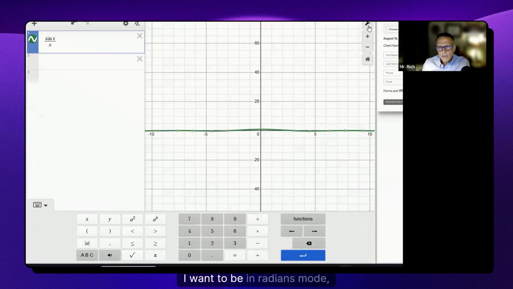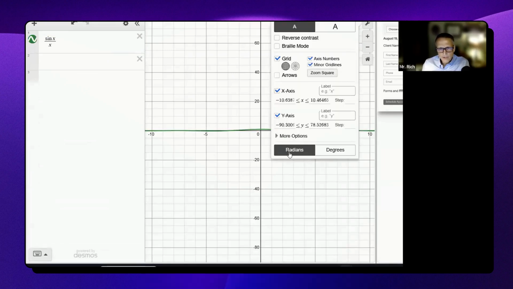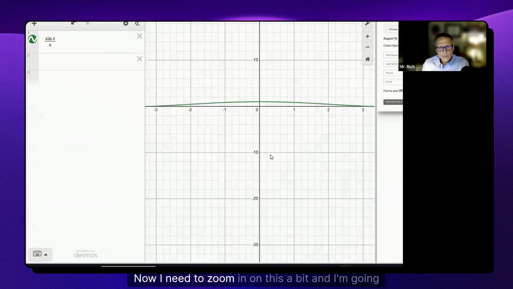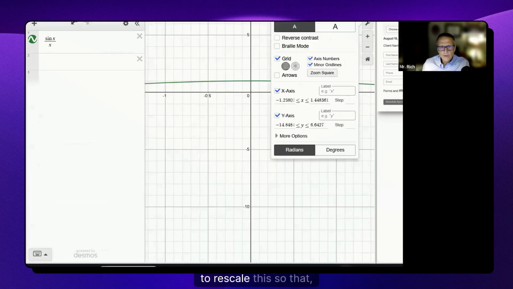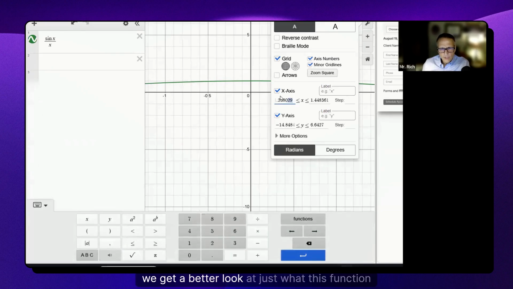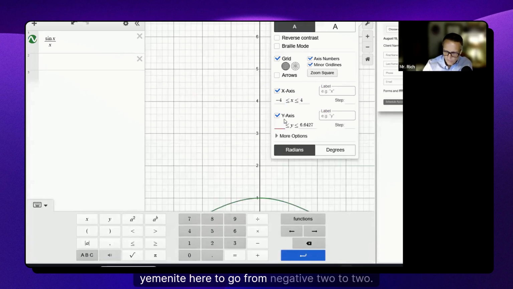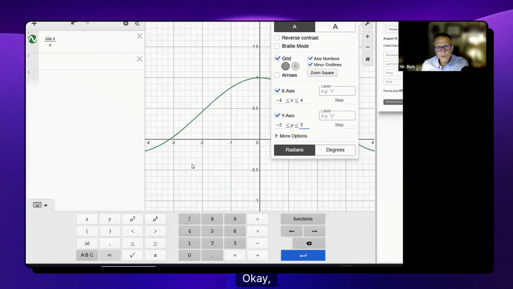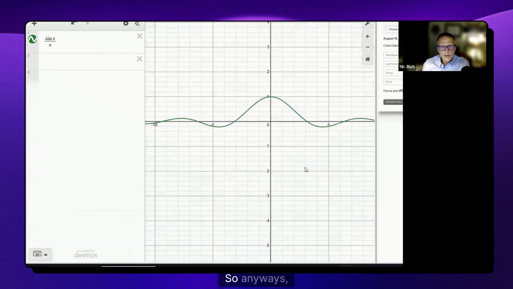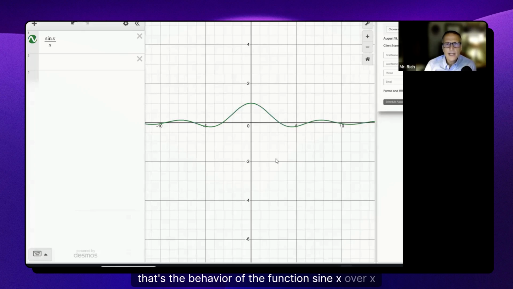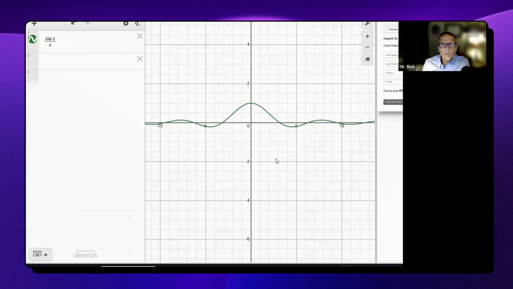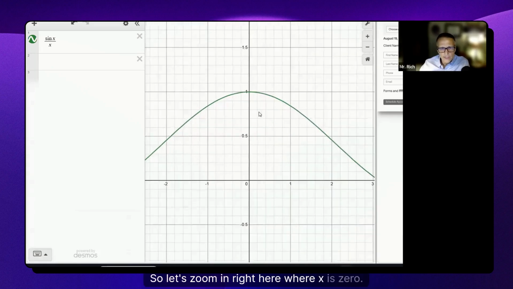There it is. I want to be in radians mode, so I'm going to click this wrench right here. I am in radians mode. Now, I need to zoom in on this a bit. And I'm going to rescale this so that we get a better look at just what this function looks like. So let's do that. And then let's adjust the y here to go from -2 to 2. Okay, that looks better. And I'll zoom out just a bit. So anyways, that's the behavior of the function sine x over x. We're talking about what the value of this function gets close to the closer we get to 0.